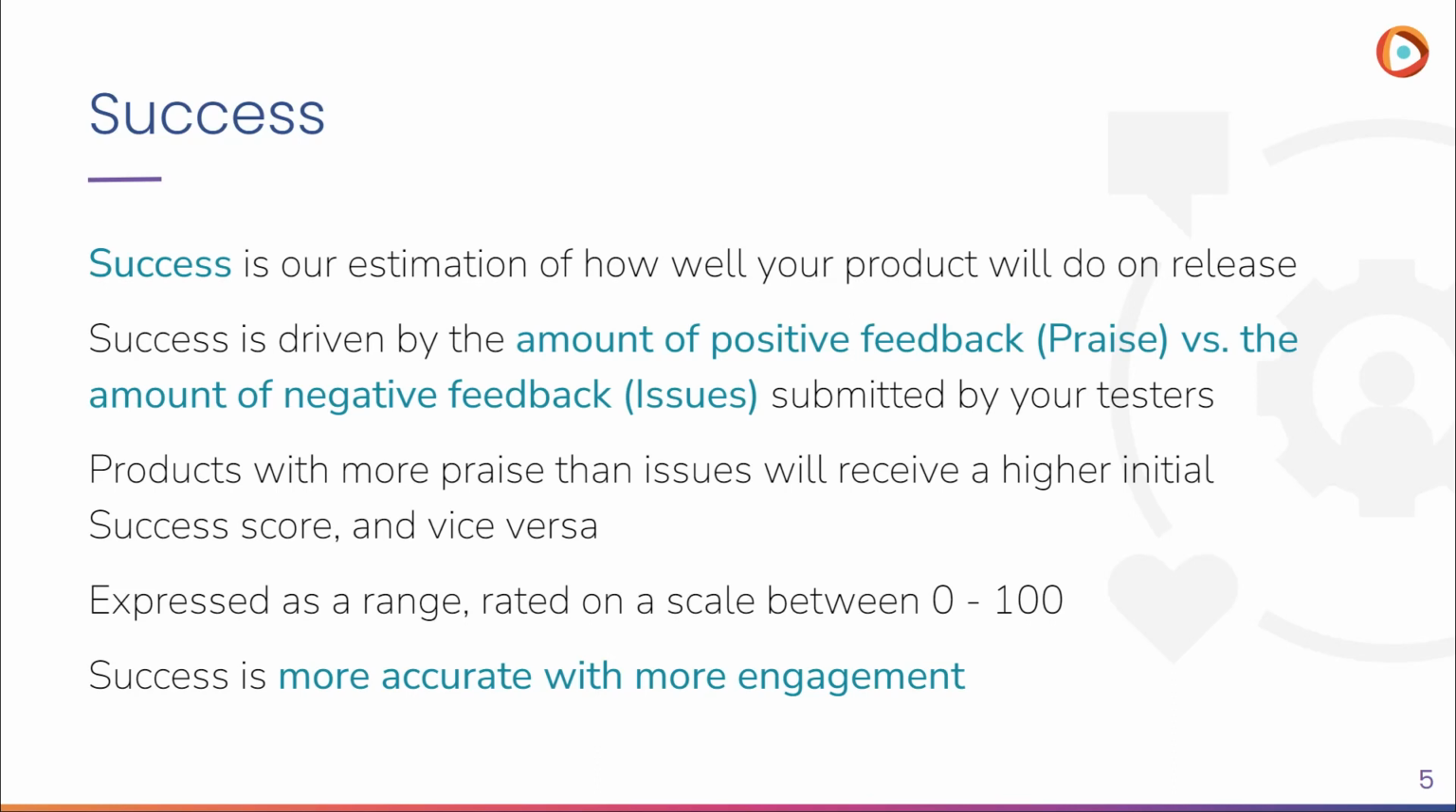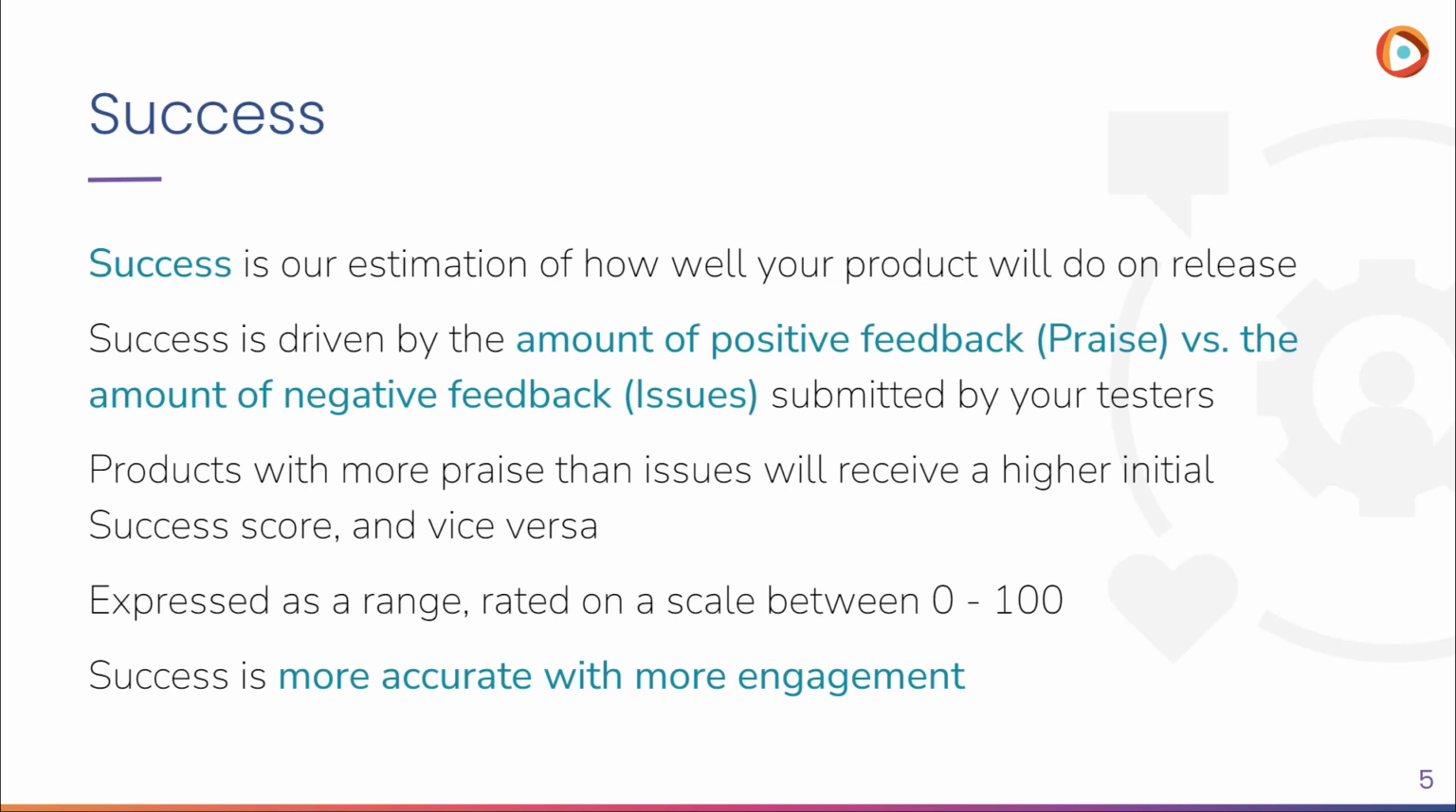Now, products with more praise than issues are going to receive a higher initial success score and vice versa. And we usually express this as a range. So it's going to be rated on a scale between 1 and 100, and that range could be something like between 66 and 92. One of the neat things about success is that it's more accurate with more engagement. So the higher your health score, the more accurate your success rating is going to be. So if we have a very, very high health rating, like an A, the range between those numbers may be very small. It could be something like 72 to 76.